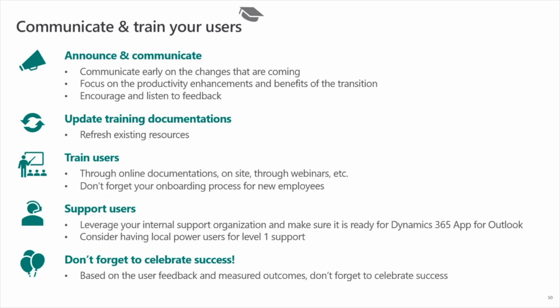And this can be done through online documentations, on-site training, or through webinars. Don't forget your onboarding process for new employees. It's important to also refresh them if you had specific trainings for new users. Important aspect is to also make sure your support users are aware of those changes and that they are ready for the app for Outlook. And also consider having local power users for level 1 support. From experience, we've seen that the number of issues with the app for Outlook is far less than with the Outlook command in. So this should actually help your support organization focus on more important tasks.